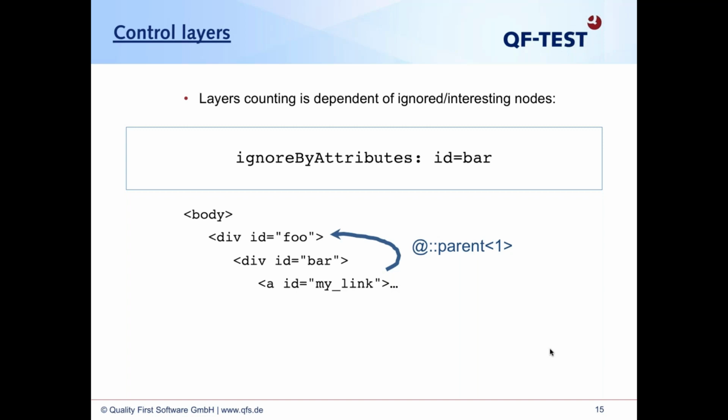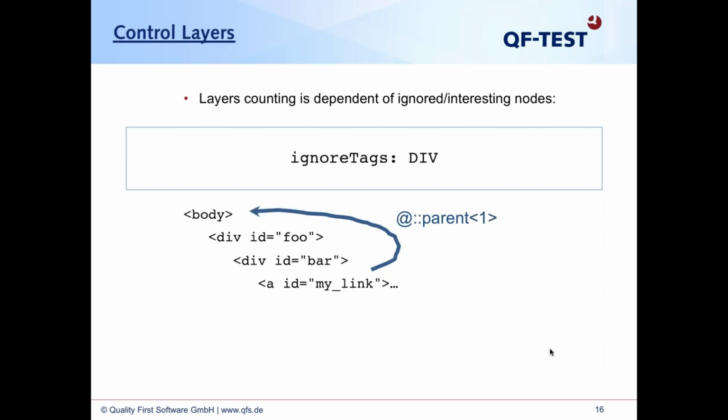Or you can use the ignore tags parameter for the install CustomWebResolver call to select a whole class of tags to be ignored. For example, ignore all divs. And then the direct parent of our link here is the body element, because all the layers in between are invisible for QF-Test.